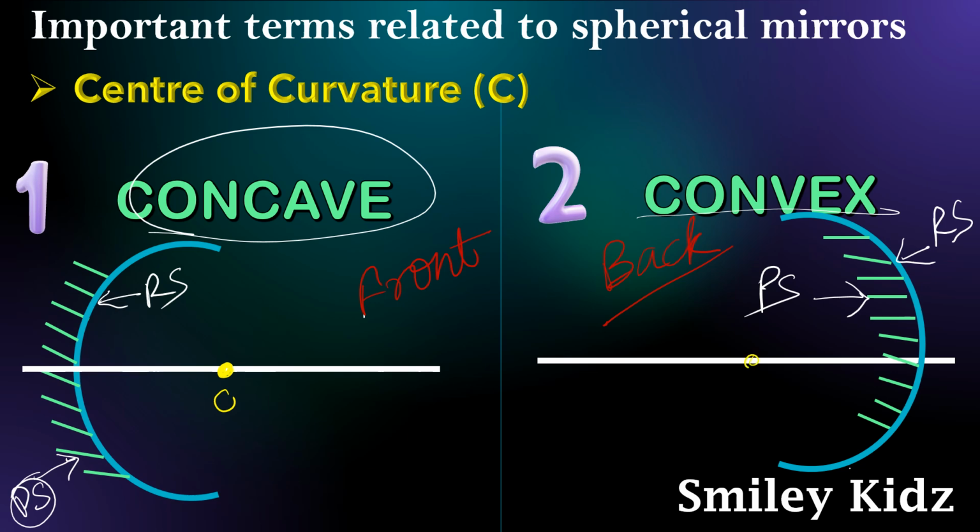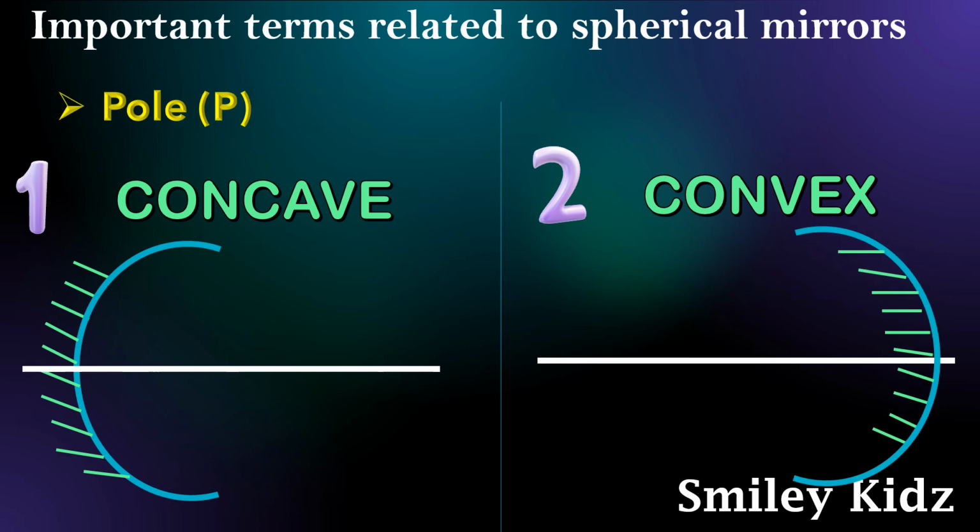So the center of curvature will be along this particular point, because the mirror is extracted from a sphere like this, and the center of the sphere will give you the center of curvature of the convex mirror. Next term is pole, which is denoted by P, and previously center of curvature was denoted by C. Let's again say this is the center of curvature of a sphere, and the same for the convex.